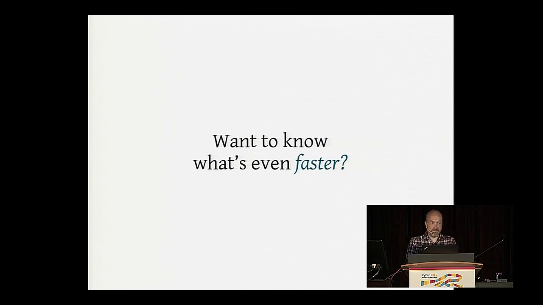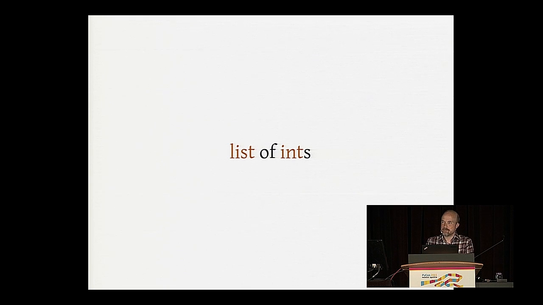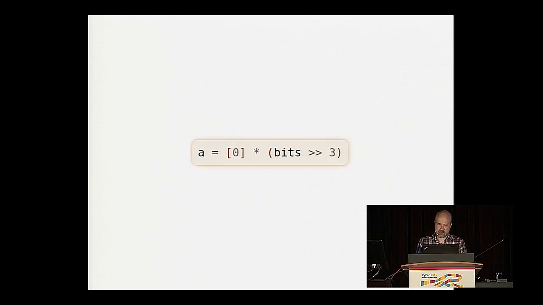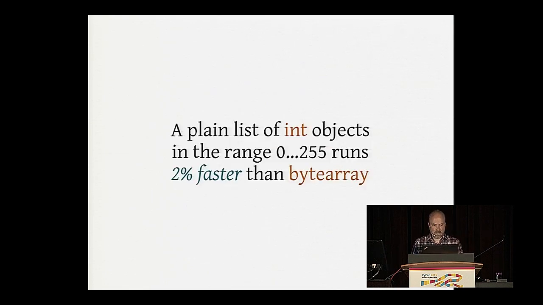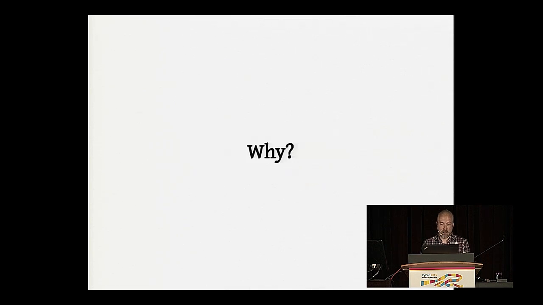Want to know what's even faster than a bytearray? A list of integers. 1% faster. If you just say, hey Python, here's a one-element list with a 0 in it, make me a lot of these. 2%, a plain list of int objects that happen to be in the range 0 to 255 will run even faster than the bytearray.